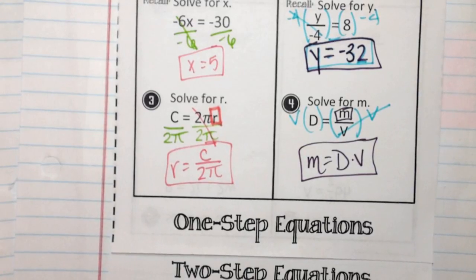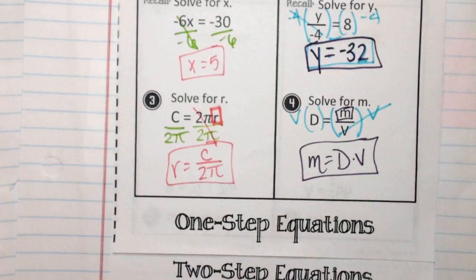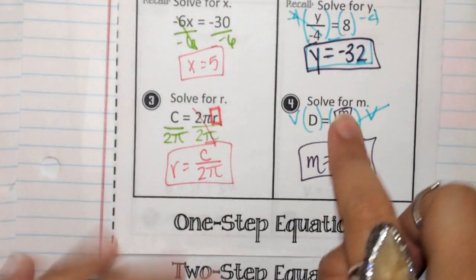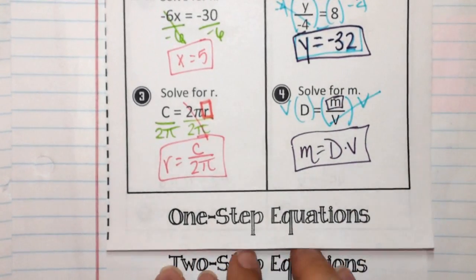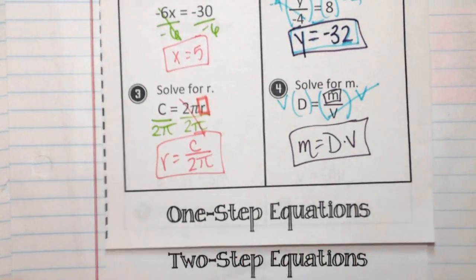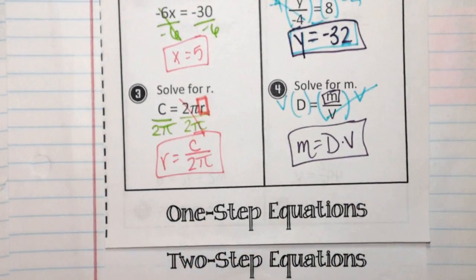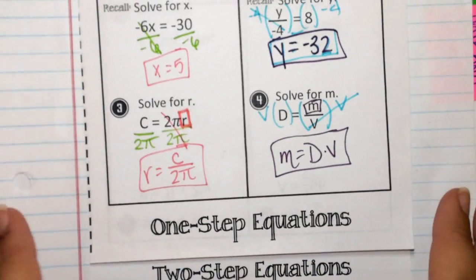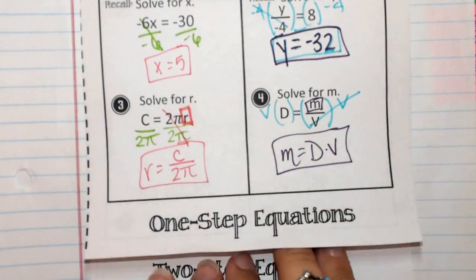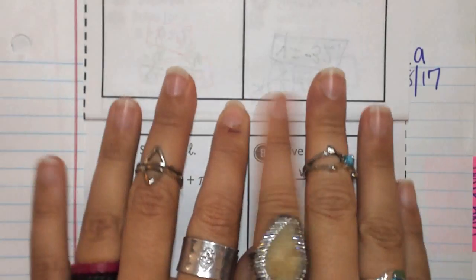Now this is going to help us a lot whenever we use our formulas and we're trying to find a missing piece. That's what you use this for. You'll be doing it a lot for the rest of the year. Any questions on 1 step? Ready for 2 step? Do you think you could try one without me?